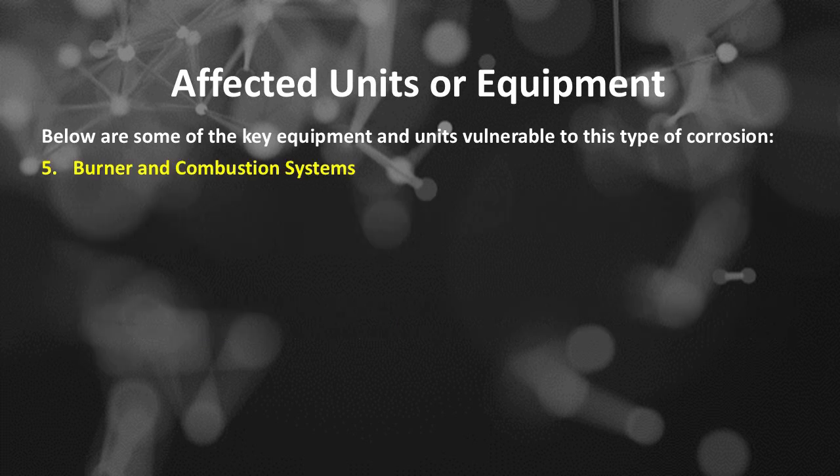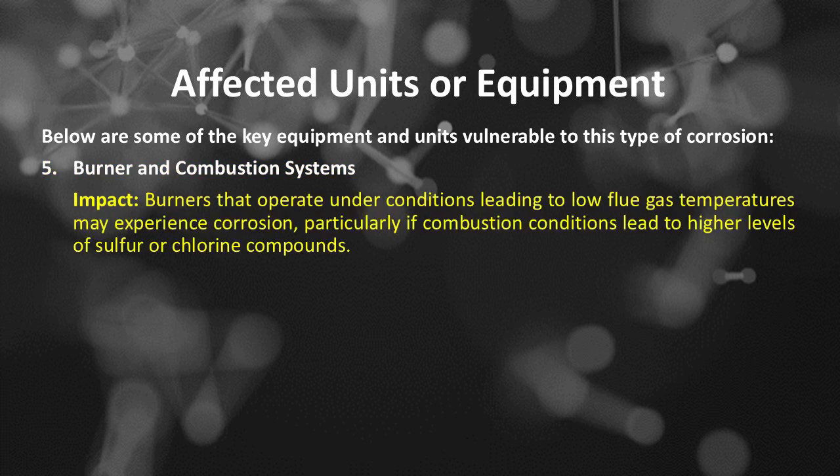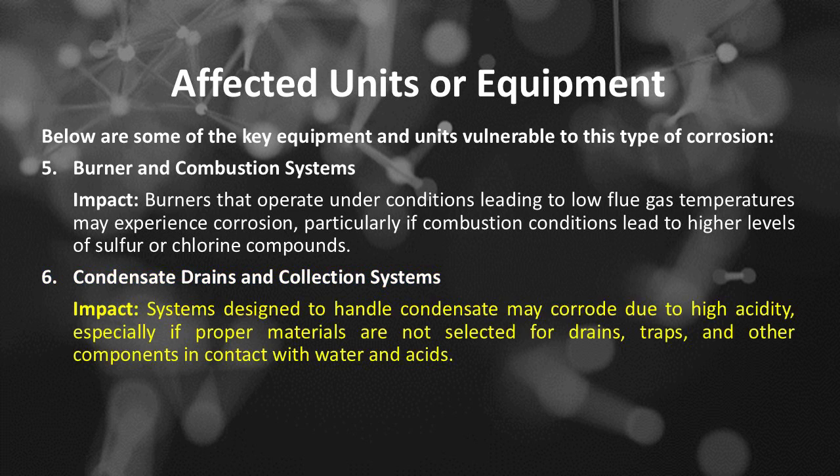Number 5 is burner and combustion systems. Burner and combustion systems impact. Burners that operate under conditions leading to low flue gas temperatures may experience corrosion, particularly if combustion conditions lead to higher levels of sulfur or chlorine compounds. Number 6 is condensate drains and collection systems. Condensate drains and collection systems impact.